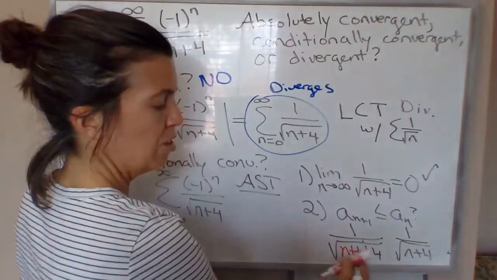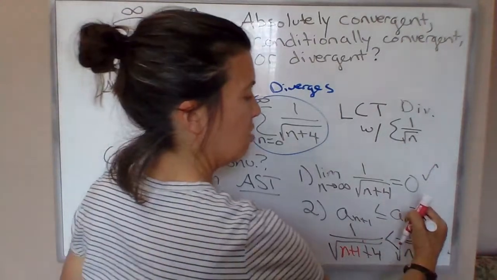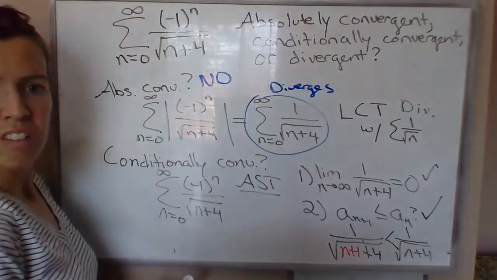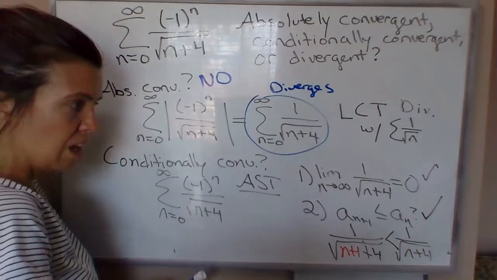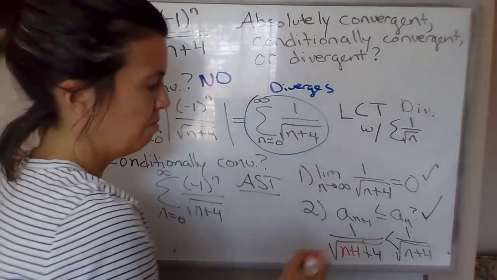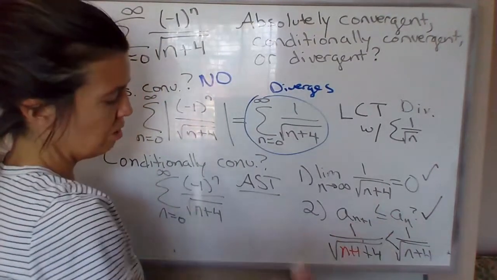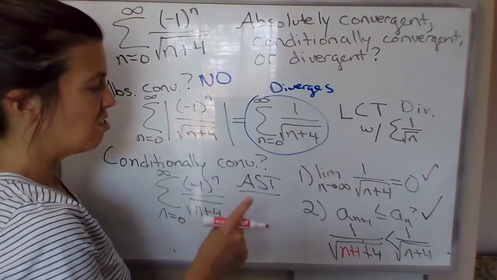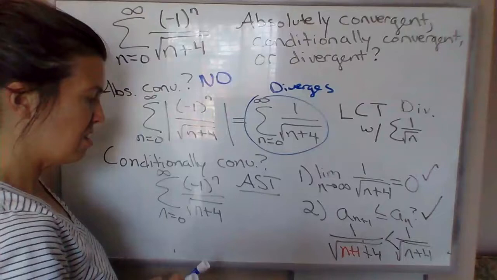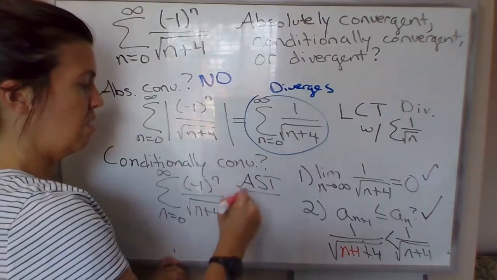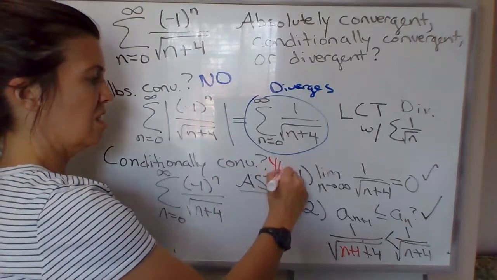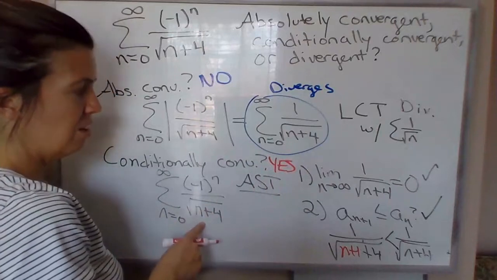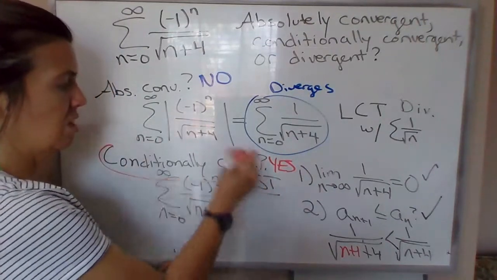Here I've got a bigger denominator, so a smaller fraction. So yes, a_(n+1) is less than a_n. It is a decreasing sequence. The terms in the series are decreasing. And so, by the alternating series test, this series converges. So the answer here is yes. This series is conditionally convergent.